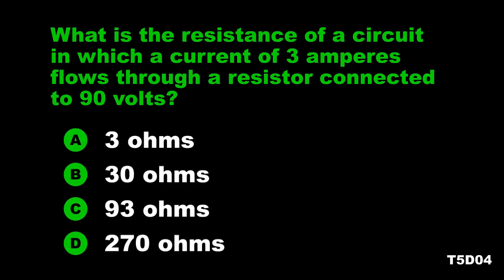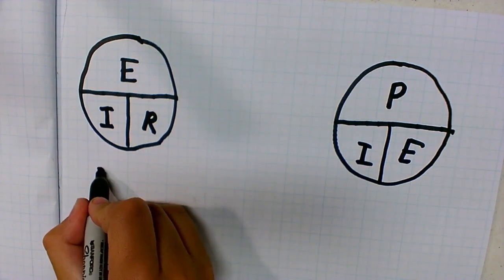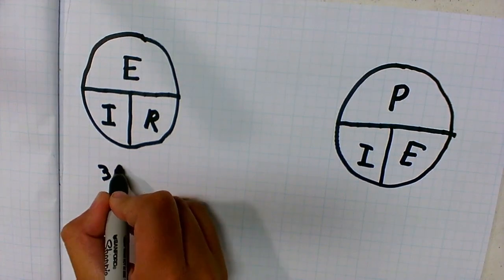What is the resistance of a circuit in which a current of 3 amperes flows through a resistor connected to 90 volts? So this is our first little number problem, so don't be scared by numbers. It helps to write down the numbers that you have. What's the first number? It's 3 amperes, so we'll write 3A, A for amperes.